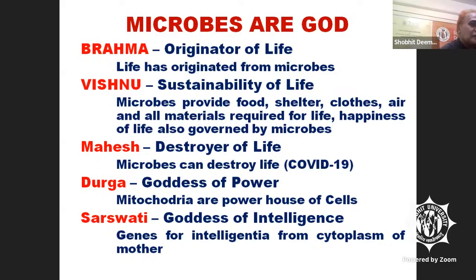Microbes are God. Brahma, Vishnu, Mahesh. Brahma, originator of life. You see, the entire origin of life is from the microbes. The first organisms which developed came from the microbes. And then the entire evolution has gone on. So they are Brahma. Vishnu, sustainer of life. Entire sustainability, you will find, is because of the microbes. So the microbes are Vishnu. Mahesh, destroyer. You have already seen corona. I need not tell.